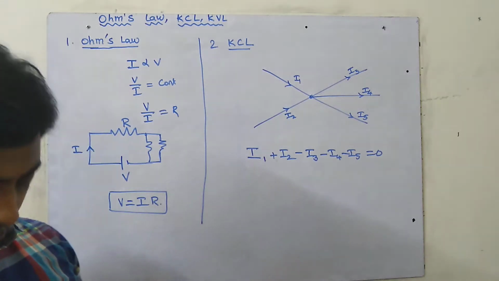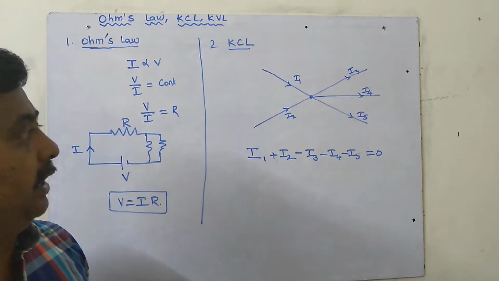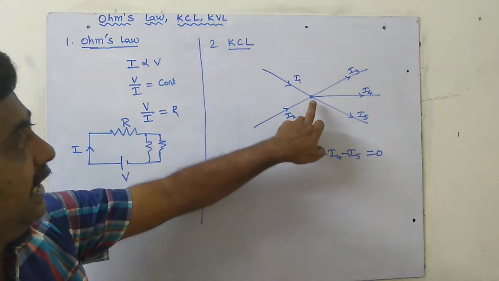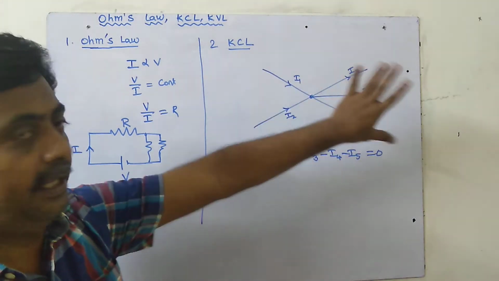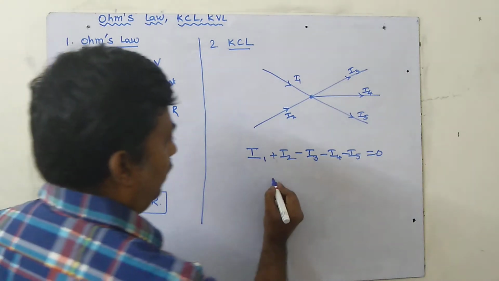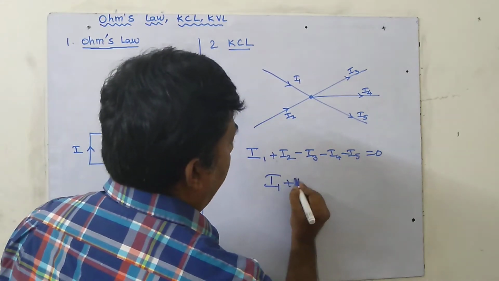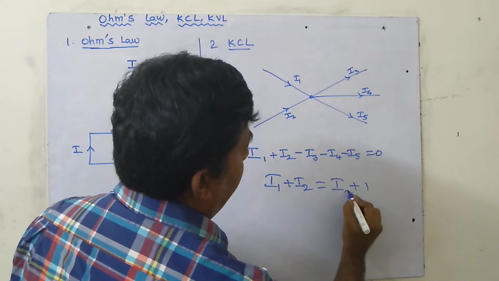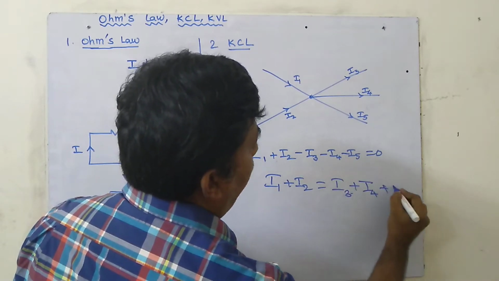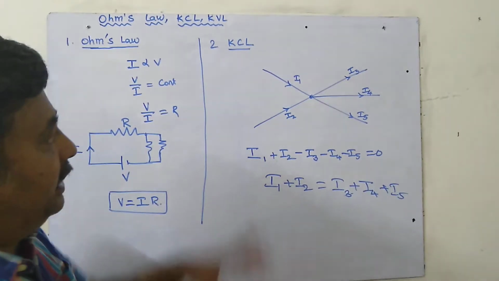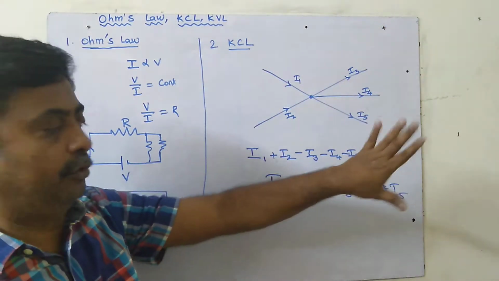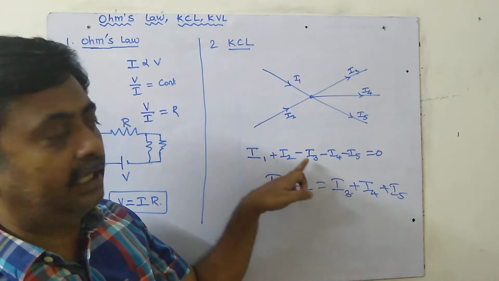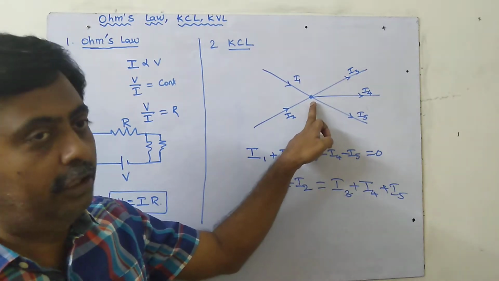This is the algebraic sum of the currents meeting at a junction equal to 0. Otherwise, simply I can say in a junction or node, incoming current equals outgoing current. This is also Kirchhoff's current law. The sum of incoming current will be equal to the sum of outgoing current. Simply I am saying this, but the correct term is: the algebraic sum of all the currents meeting at a junction or node equal to 0.